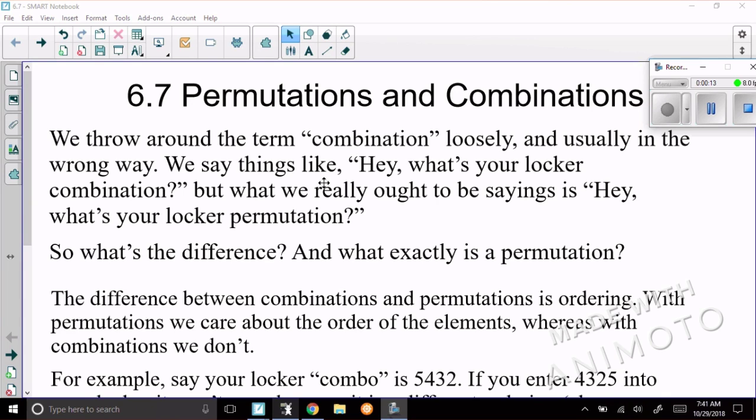It says we throw around the term combination loosely and usually in the wrong way. For instance, we say things like, hey, what's your locker combination? But what we really ought to be saying is, hey, what's your locker permutation? What's the difference? And what exactly is a permutation?